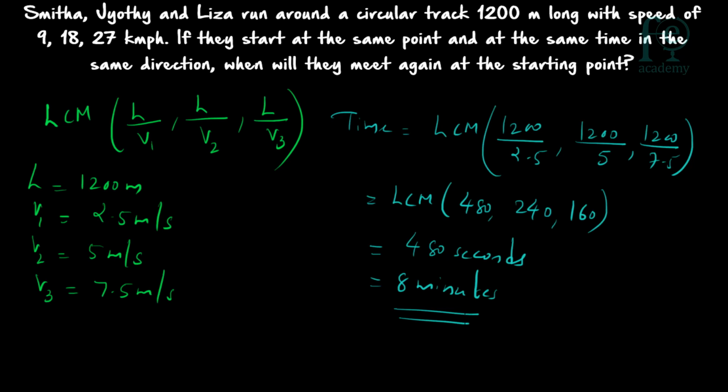So in this video, we saw the formula when 3 persons are running the race. When they have to meet anywhere or when they have to meet for the first time, the formula will be the LCM of L divided by the difference between V1 and V2 and L divided by the difference between V2 and V3. When they have to meet at the starting point, the time taken will be equal to LCM of L divided by V1, L divided by V2, L divided by V3.